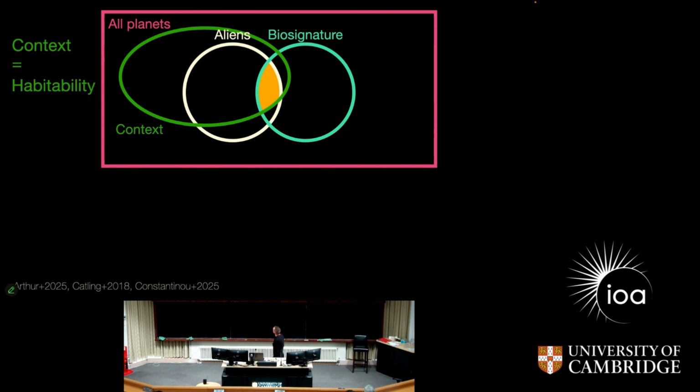Now, what we really want in our search for life is to look at those planets where the context is favorable for life to exist. We don't want our context to bubble down here, where it primarily overlies lifeless planets and planets that can mimic the biosignature. We want our context to overlap with the occurrence of life, of aliens, and preferably overlap as little as possible with the biosignature planets, so that there's minimal possibility for false positives.